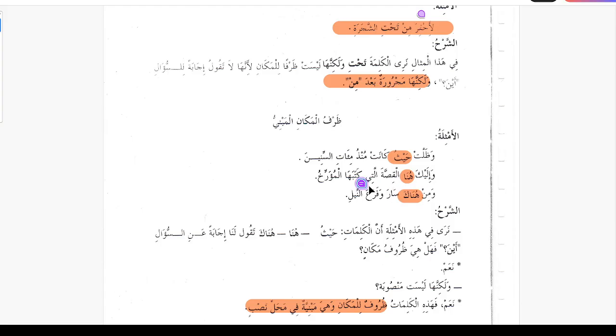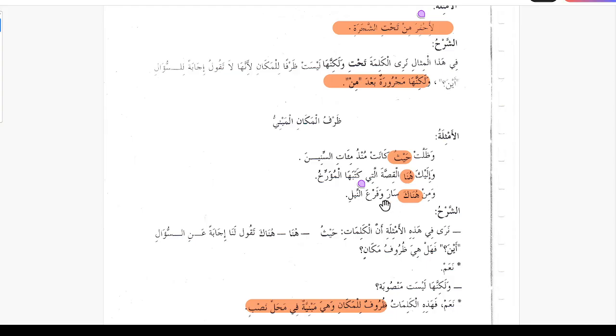Walaika huna qissata allati katabaha al-mu'arrikhu, and here is the story that the historian wrote. So when he wrote this story, where is it? It is the story that the historian wrote. So this tells the question of where it is.